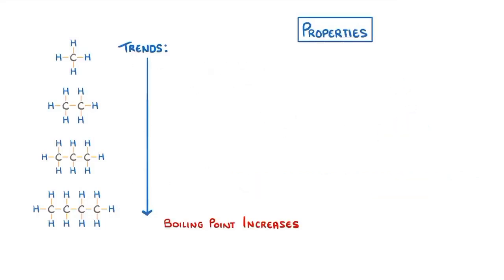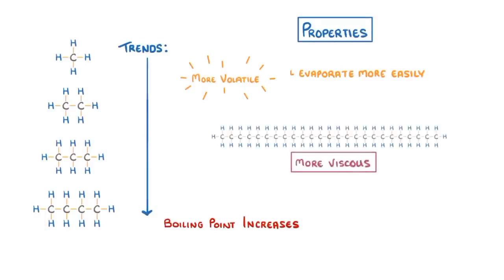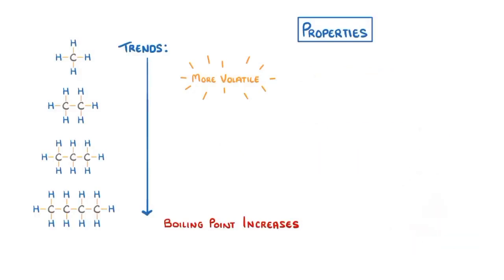This feature actually explains their next property as well, which is that shorter alkanes are more volatile, meaning that they evaporate more easily, because of that low boiling point we just talked about. Meanwhile, longer alkanes are more viscous, which just means that they're kind of thick and sticky, like honey. The last property you need to know is that shorter alkanes are also more flammable, which means that they're easier to ignite or burn, as we'll see when we come to crude oil.